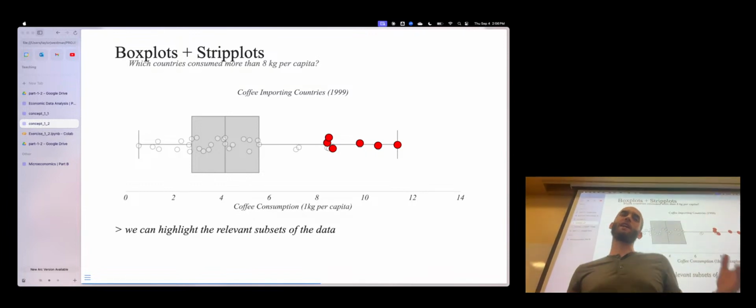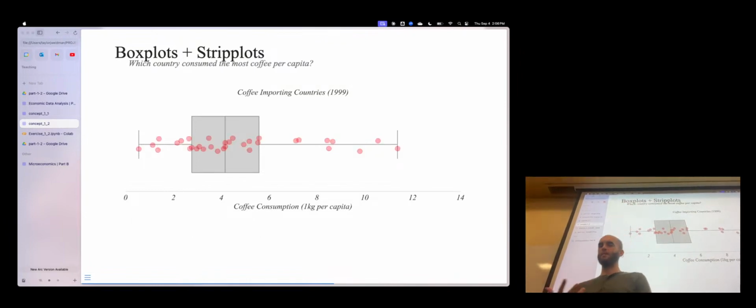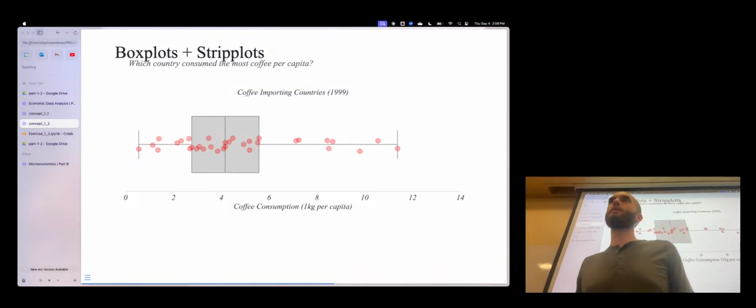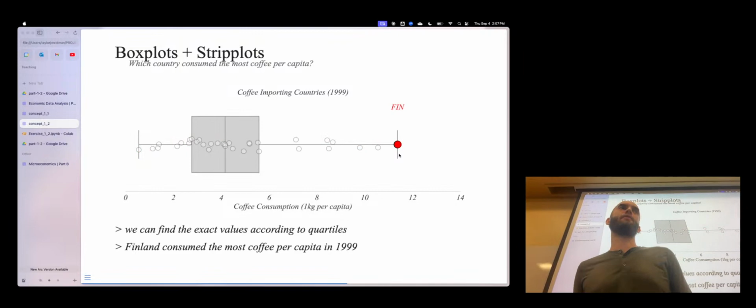All right. So we can make subsets of the data. It's pretty easy to make those kinds of comparisons, simply because we have the horizontal axis and then the strip plot over top of the box plot showing us the exact values. And then we can also do these kinds of things, like which country, which specific data point has the maximum. Well, this is almost too simple for me to ask you to try to answer, right? You just look for the largest one and then you select it. This one turns out to be Finland in 1999.